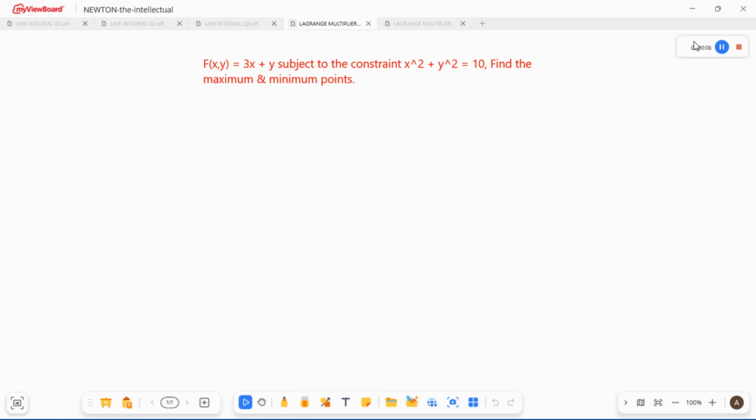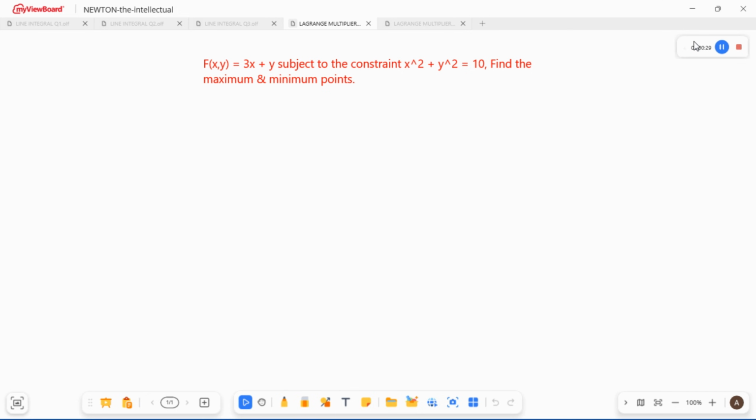On this video, we are going to be looking at Lagrange multiplier. Now, basically, we have this question. We have f of x y is equal to 3x plus y, subject to the constraint x squared plus y squared is equal to 10. Find the maximum and minimum point.